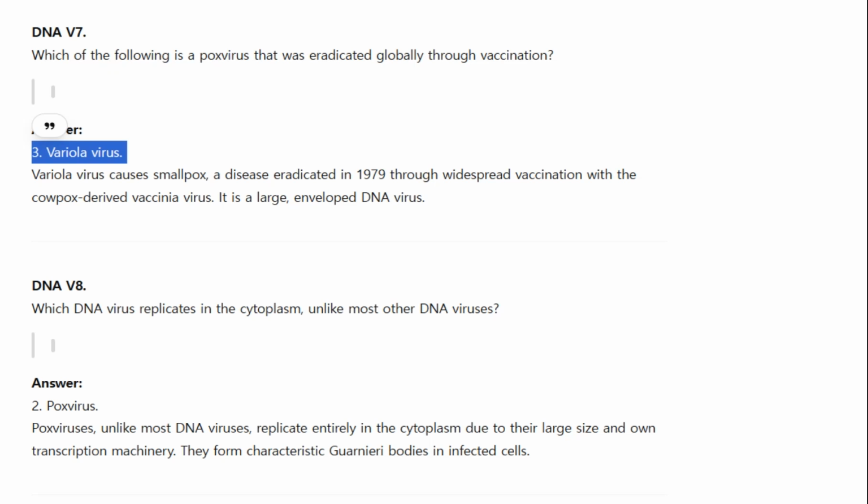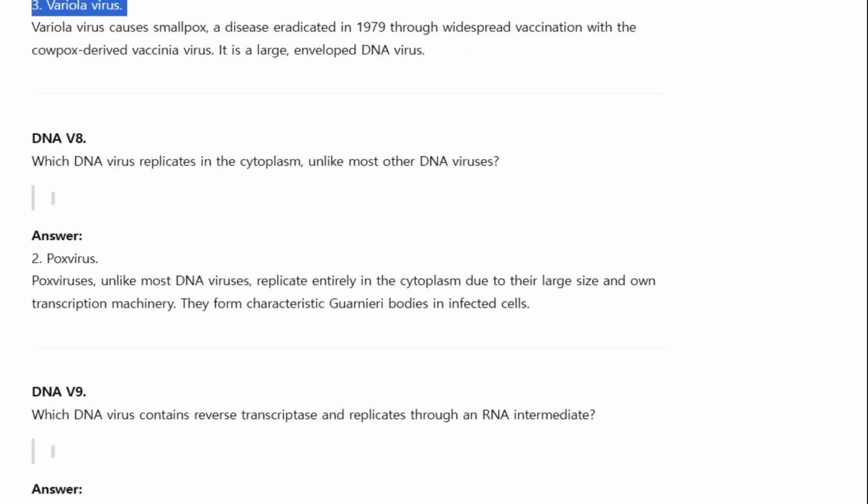DNA V8. Which DNA virus replicates in the cytoplasm, unlike most other DNA viruses? Answer: pox virus. Pox viruses, unlike most DNA viruses, replicate entirely in the cytoplasm due to their large size and own transcription machinery. They form characteristic Guarnieri bodies in infected cells.